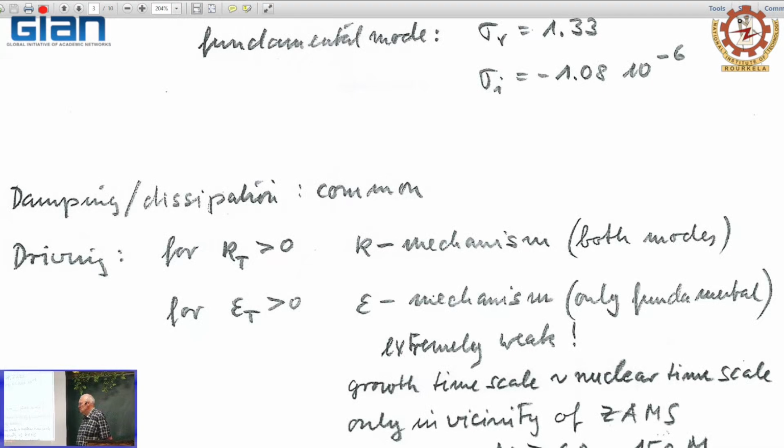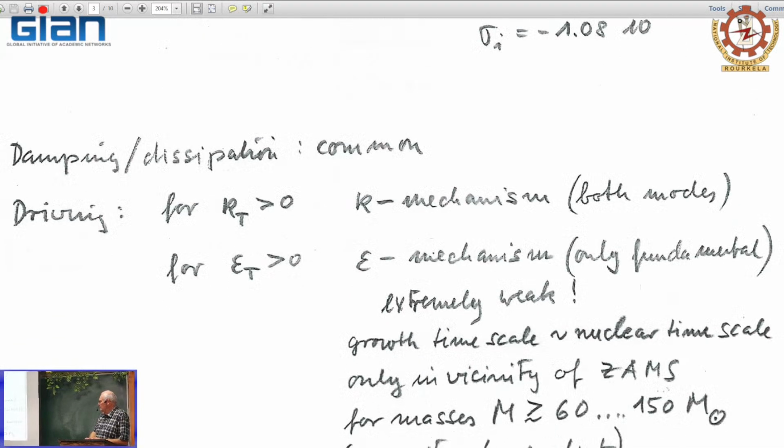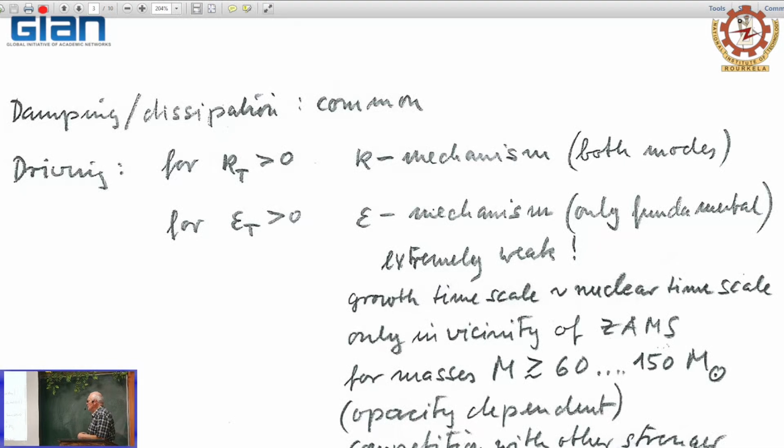Nuclear timescale is much bigger than the dynamical timescale. So the growth timescale, if it's caused by the epsilon mechanism alone, is proportional to the nuclear timescale. It is only found, this is a result which I just quote here, in the very vicinity of the zero-age main sequence. If you go off the zero-age main sequence, the epsilon mechanism will no longer work, and you need masses of at least 60 to 150 solar masses to see this epsilon mechanism.